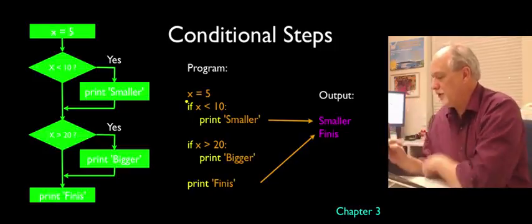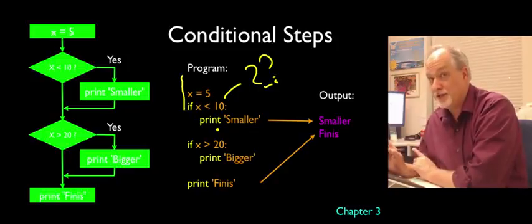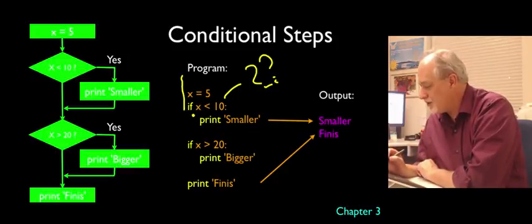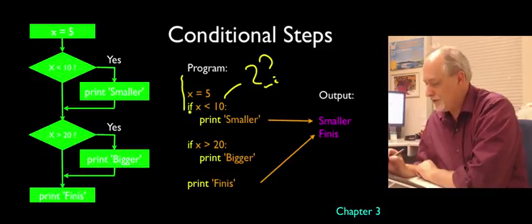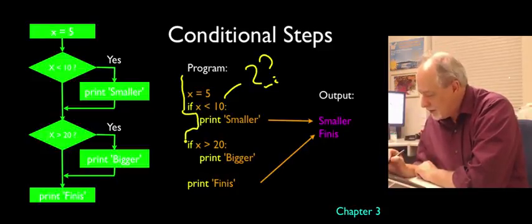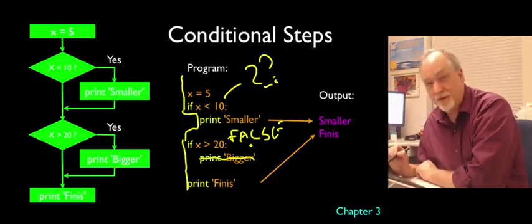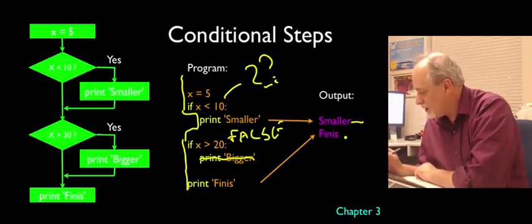So in Python, the way we express this is we use the keyword if. So we say x equals 5, and then we say, if x is less than 10, this is a question that's being asked. Is x less than 10 or not? Yes or no? If it is, we execute the indented bit. If it's not, we skip it. In this case, since x is 5, we execute it. And then we come back here, and we're going to do another one. If x is greater than 20, well, this turns out to be false. So we skip that. So bigger does not run. That line never runs. So the output is smaller, fini.